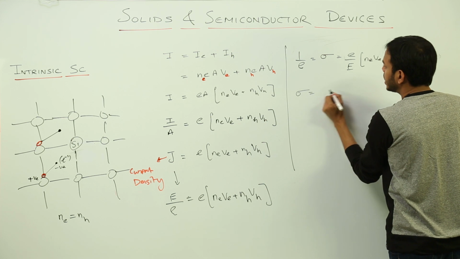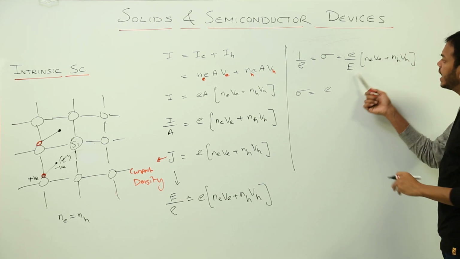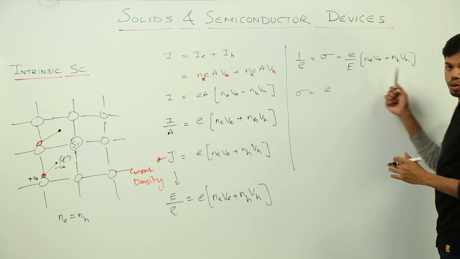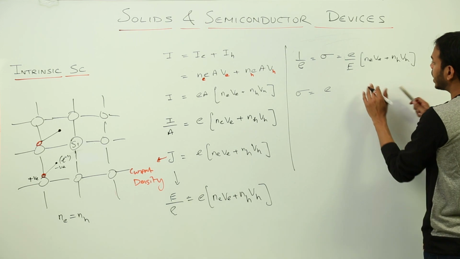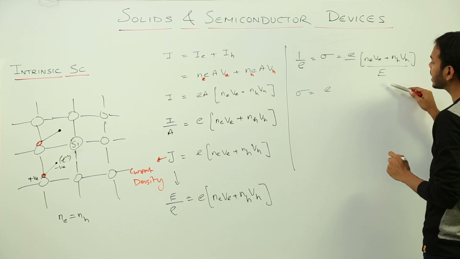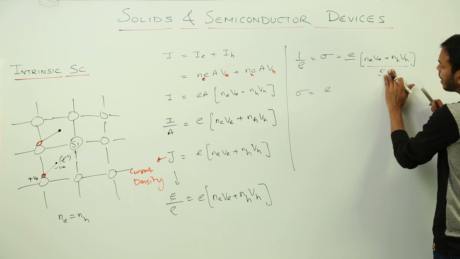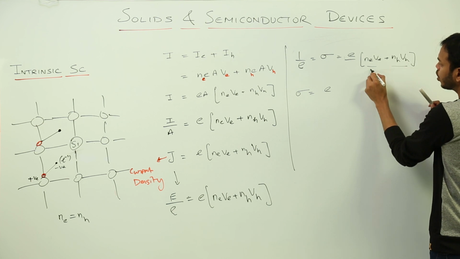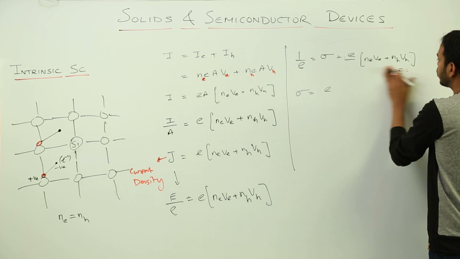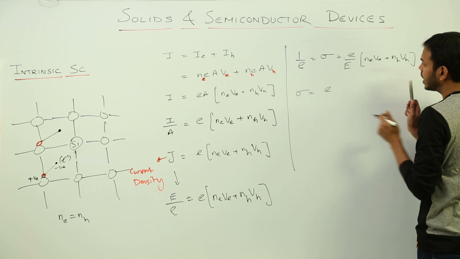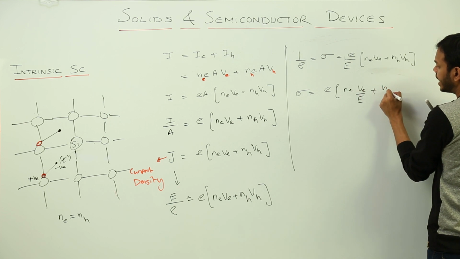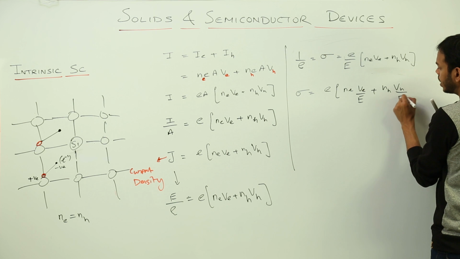Now sigma is E. I am taking this electric field inside the bracket. That means I can write it like this. See, you have to do it in separate steps. I'm showing it here. I can do it like this. I can take this entire here. But instead of doing it like this, I'm taking this electric field separately for both of these terms, right? Simple maths. So let's do it. This was here E NEVE upon E plus NH VH over E.